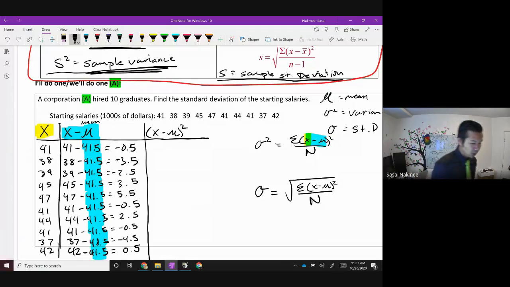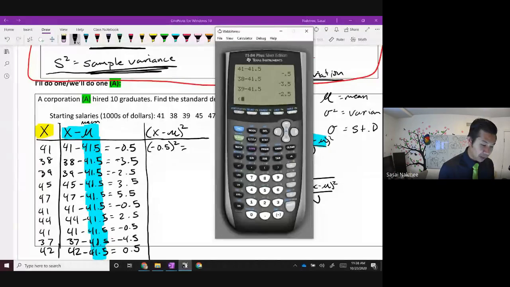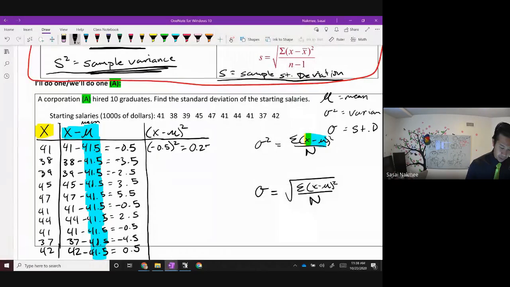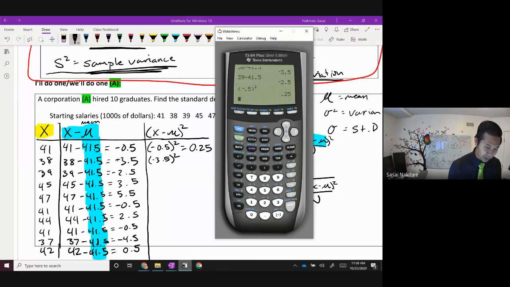Okay? So this right here, this negative 0.5, what I'm supposed to do is take that number and square it. Plug it into your calculator and see what you get. So with parentheses, by the way, negative 0.5 squared gives you 0.25, and I write that value down, 0.25. And I'm going to do that for all of them. So this one right here would be negative 3.5 squared. I go into my calculator, I type that in with parentheses, negative 3.5 close parentheses squared.